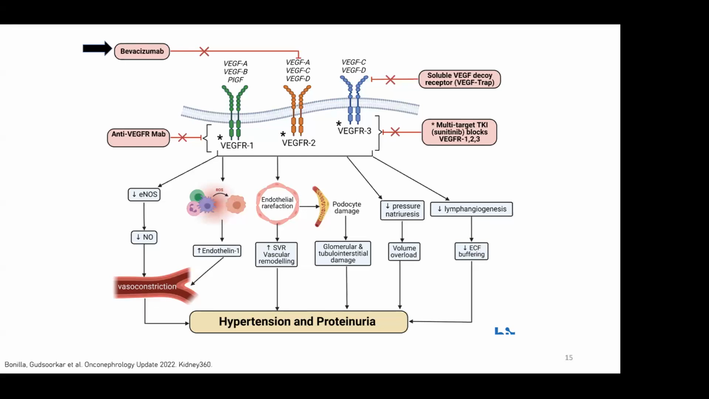That causes hypertension. It also generates reactive oxygen species. It causes endothelial rarefaction. It causes podocyte damage, which eventually leads to glomerular and tubulointerstitial damage, which again predisposes to development of hypertension and proteinuria. So you can imagine one particular drug really causing so many downstream effects. These are the other receptors through which various other drugs act, that is the tyrosine kinase inhibitors, which are used commonly in treatment for hematological malignancies. They're commonly used for renal cell cancer.